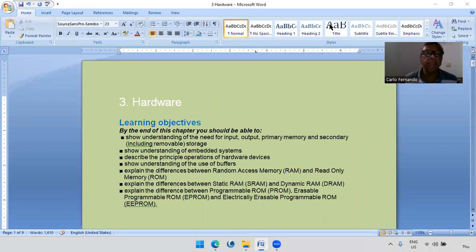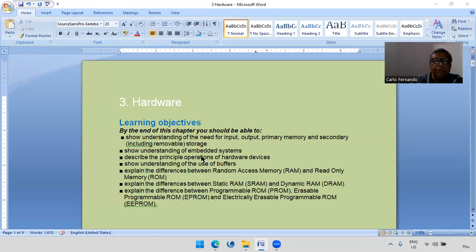Chapter 3, Hardware. What are the learning objectives? By the end of this chapter, you should be able to show understanding of the need for input, output, primary memory, and secondary memory, including removable storage. The inputs are there, the processing will take place, and then the storage, and then the output. Storage is primary memory, that is RAM and ROM, and the secondary memory, hard disk, SSD, all the removable things, CD, disk, floppy disk, pen drives, all those things.